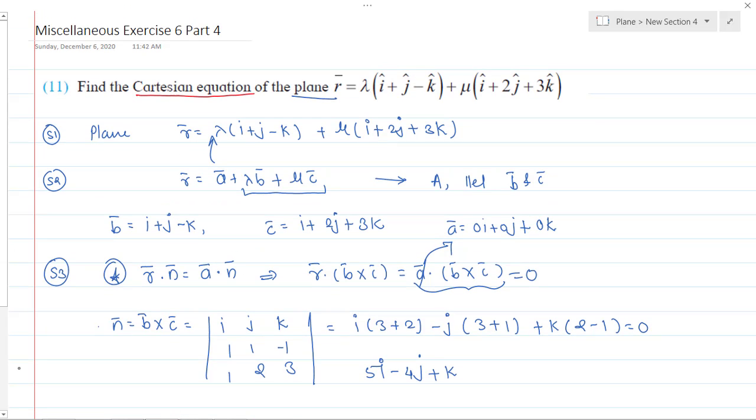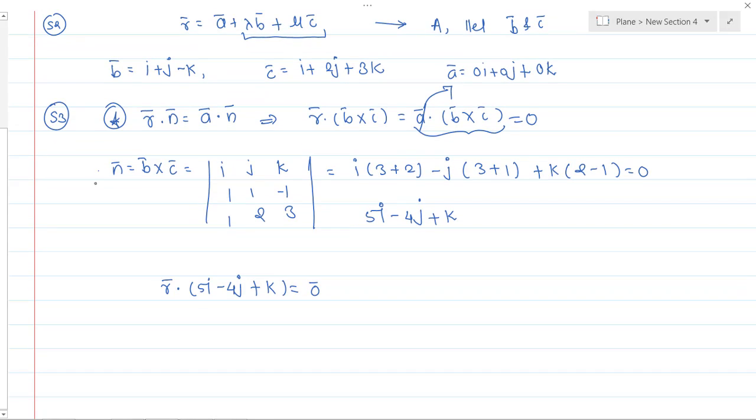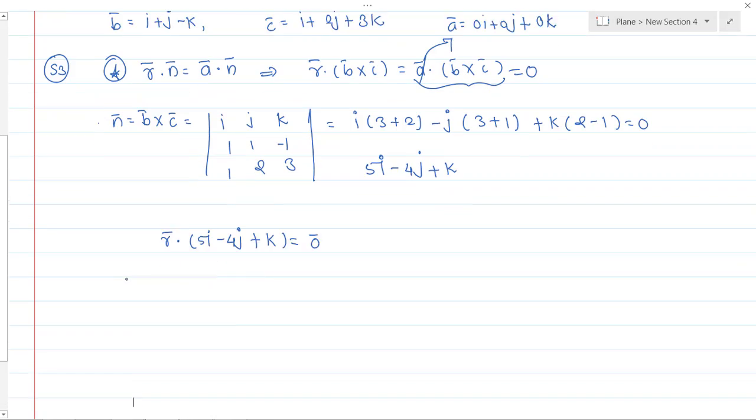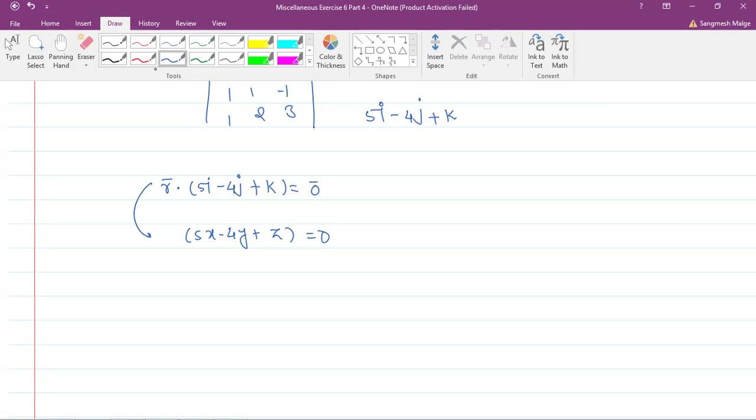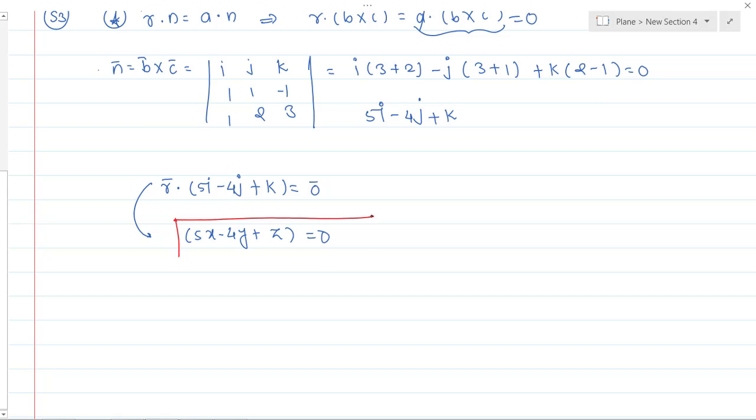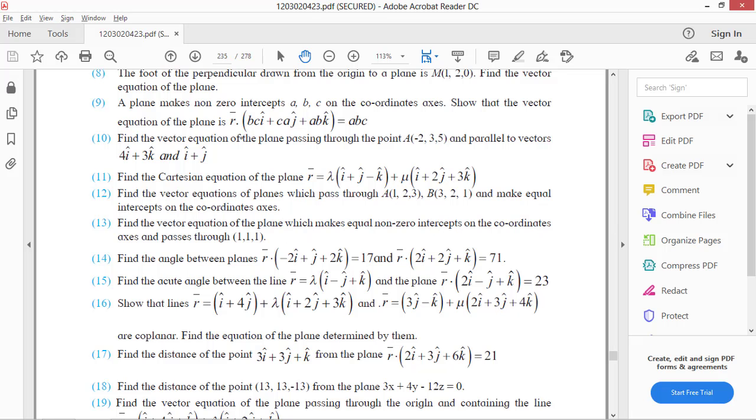But we want to find the Cartesian equation, and what we get is the vector equation. So how do we write it in Cartesian form? Replace i, j, k by x, y, z. So it is 5x minus 4y plus z equals 0. This is my final answer: 5x minus 4y plus z equals 0. Final equation. Put it in a box, important one. Good. Let's see the next question now, the 12th one.